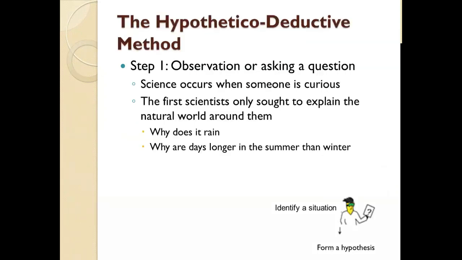So step 1 of the scientific method, also known formally as the hypothetical deductive method, is to make an observation or ask a question. Science often gets a bad rap for being intimidating, but science occurs whenever someone's curious, whenever someone goes, I wonder why. Why is that? The first scientists, in fact, only sought to explain the natural world around them. Why does it rain? Why do rainbows appear after it rains? Where does the sun go at night? Okay, so they are identifying a situation, asking a question about why this?